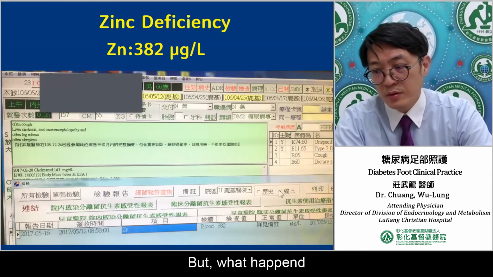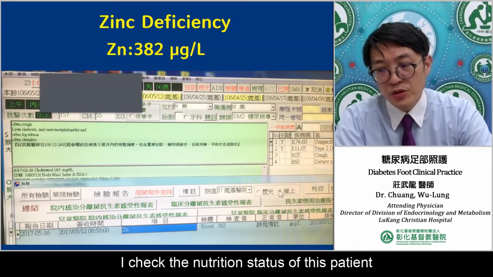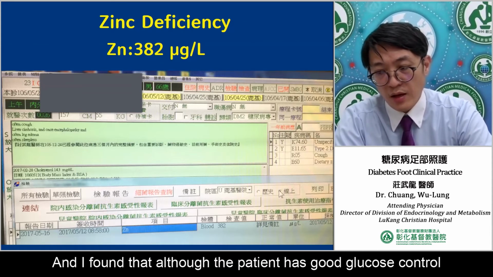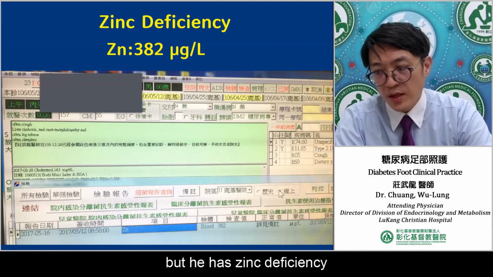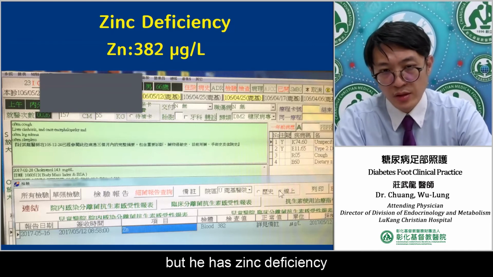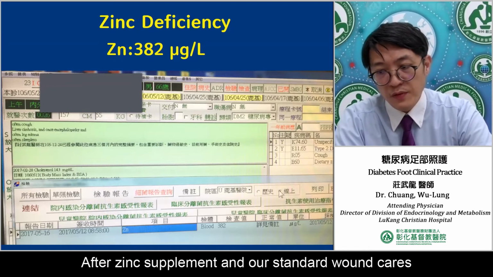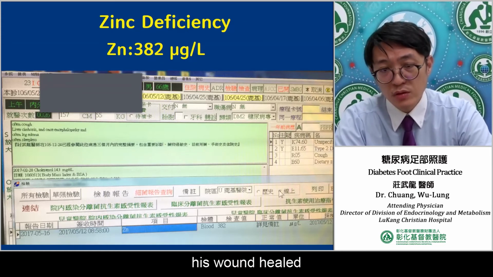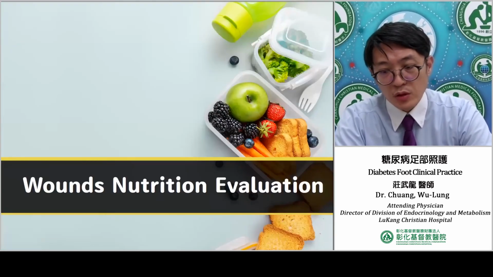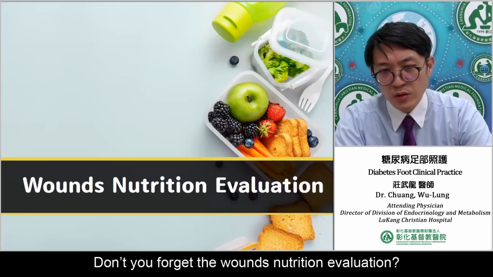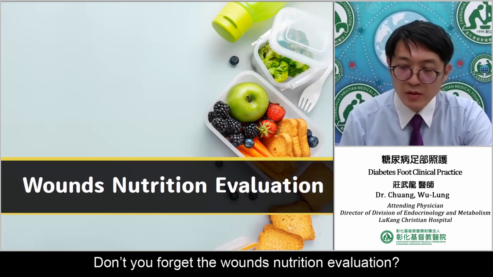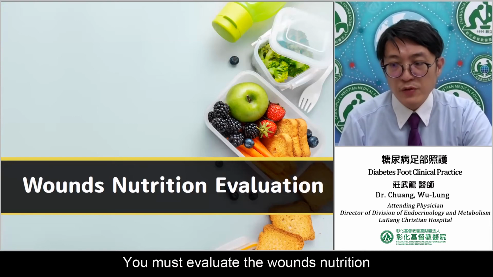But what happened? I checked the nutrition status of this patient, and I found that although the patient has good glucose control, he has zinc deficiency. It's a minor nutrition, and zinc deficiency will delay wound healing. After zinc supplement and our standard wound care, his wound healed. So don't you forget the wound nutrition evaluation. You must evaluate the wound nutrition.